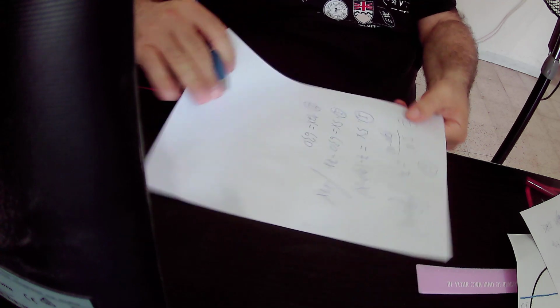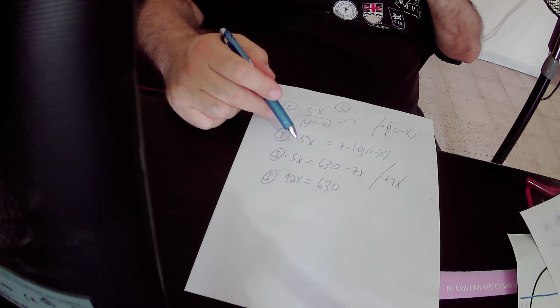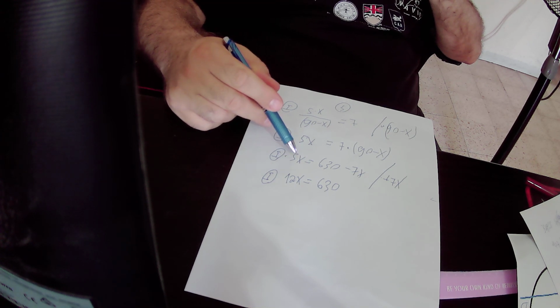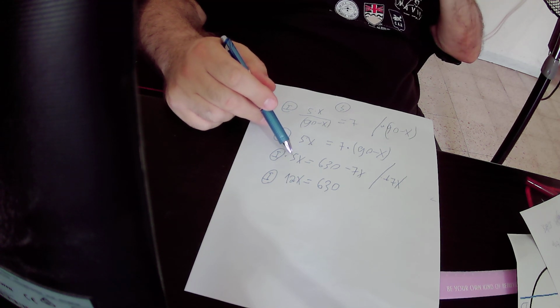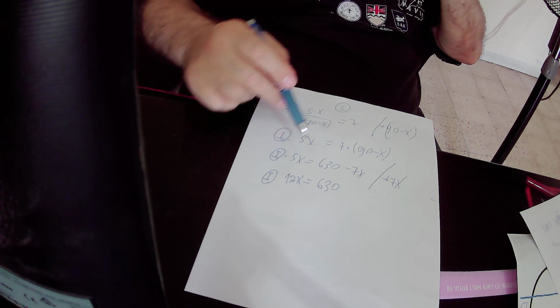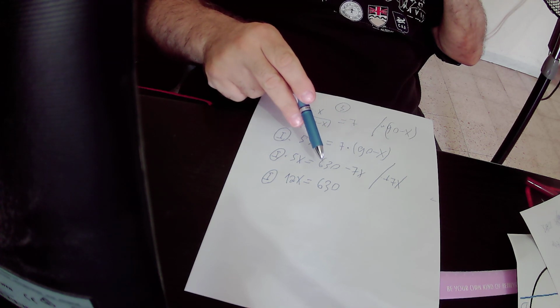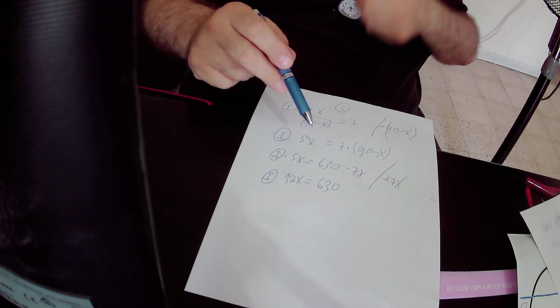Okay, here we added 7x to both sides of the equation, so 5x plus 7x equals 12x, and 630 minus 7x plus 7x equals 630. Now we will divide both sides of the equation by 6.